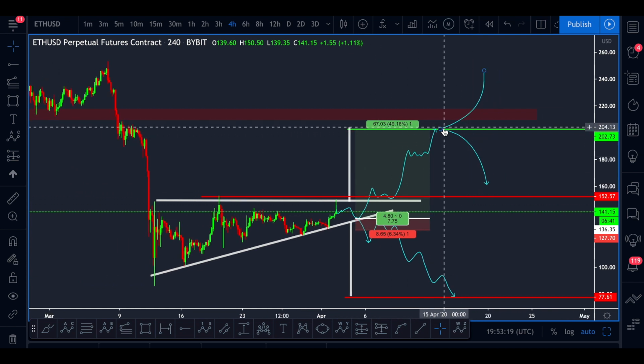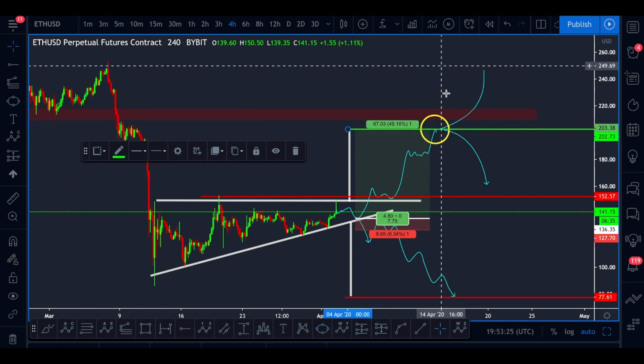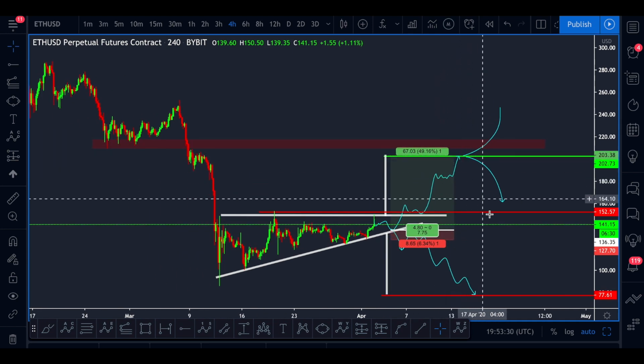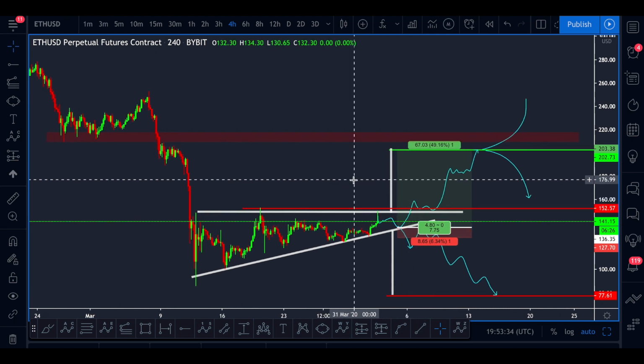Like I said, once we get here, it just depends on what's going to happen, how the price action looks. I mean, you never know. We may just start ripping up more. But another possibility is we form some type of bearish pattern and begin decreasing from there. But until then, that is the trade for Ethereum.